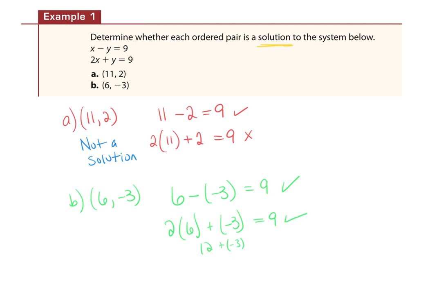So you would say that, yes, this is a solution. So (6, negative 3) is a solution to the system of equations. (11, 2) is not a solution, all right? In order for it to be a solution to a system, it has to work for every linear equation in the system. That's what we're looking at when we're looking at, is it a solution?